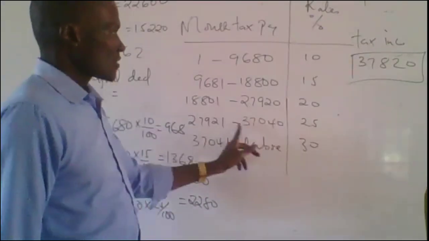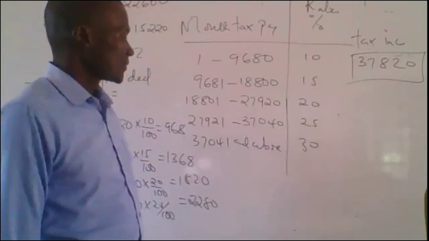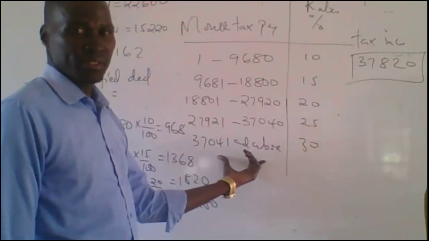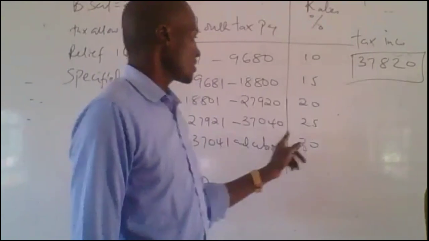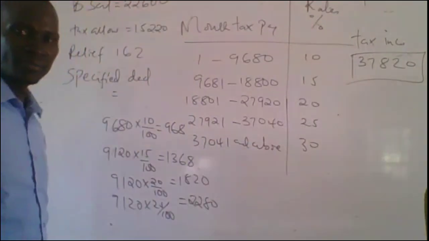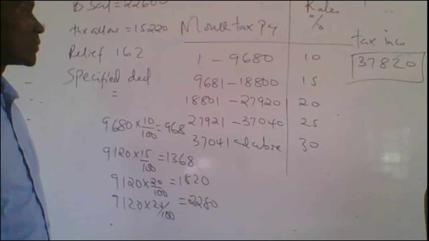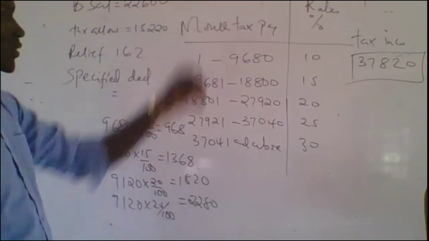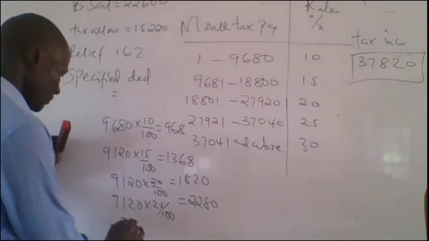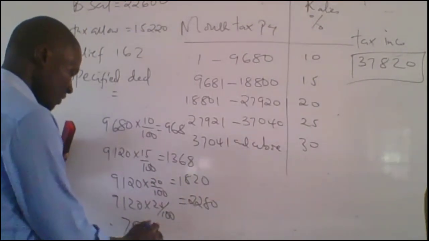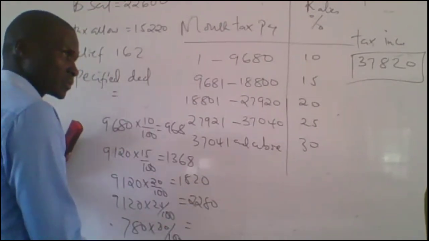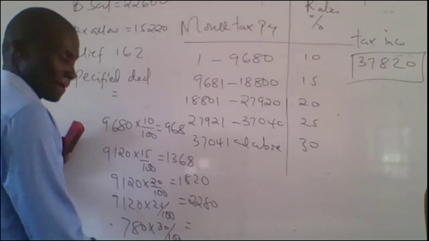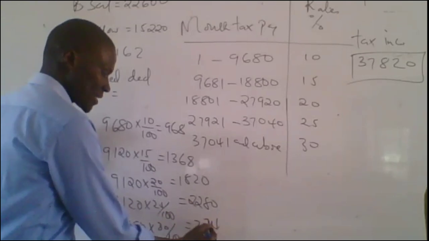So far we have taxed this, and this is what we have, right? Yes. So everything that is left now. Take 37,820, subtract 37,040. That is 780. Now we are taxing at 30%. Times 30 divided by 100. That is 234. So we have finished our taxation.